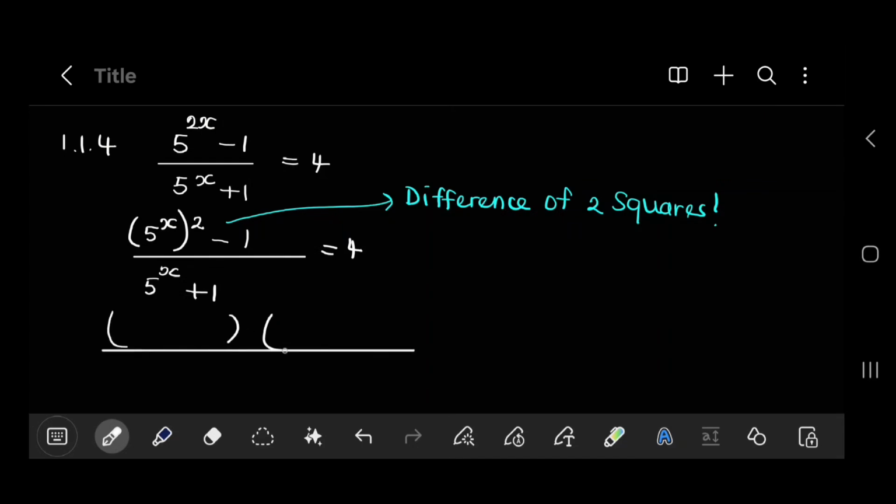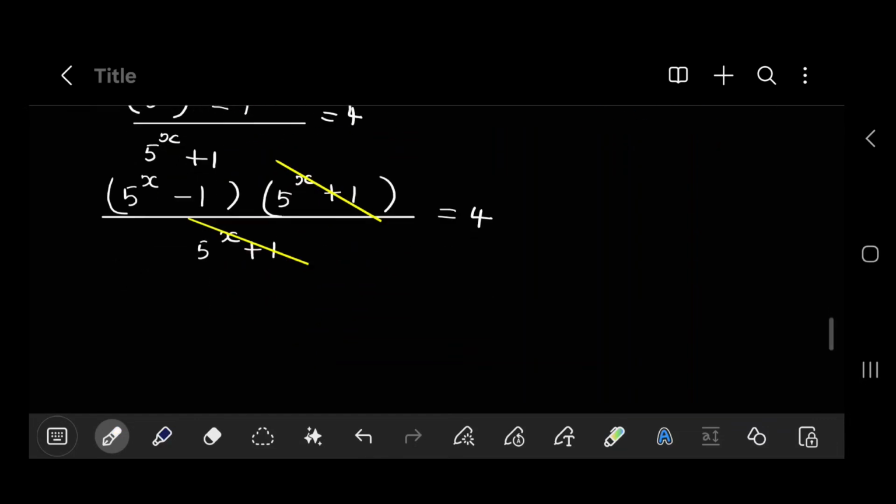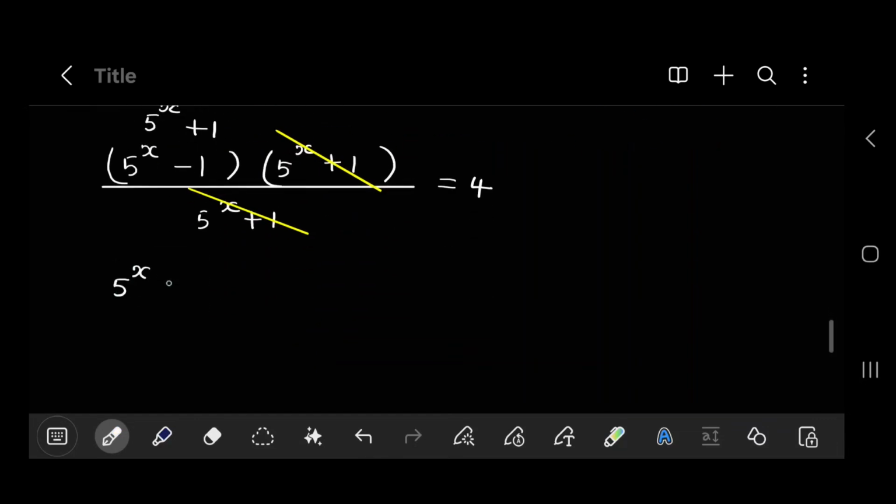We're going to open up 2 brackets, and it's going to be 5 to the power x minus 1, 5 to the power x plus 1. So yes, difference of 2 squares, because the 5 to the power x was squared and 1 is a square number. Now what you realize is that you've got 5 to the power x plus 1 in the numerator, and it matches with the denominator, so they can cancel out with each other. Let's write down what we're left with. 5 to the power x minus 1 is equal to 4.